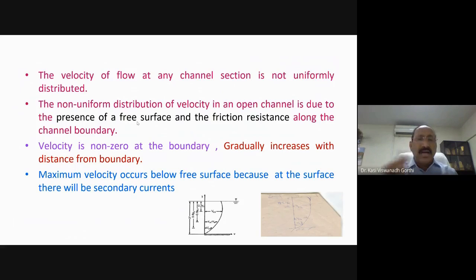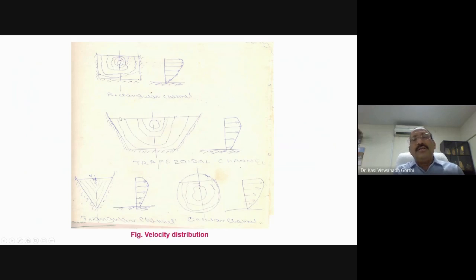So the velocity is not maximum at the channel bed. The velocity is not maximum at the free surface. Maximum velocity will be somewhere in between these two. Velocity is non-zero at the boundary and gradually increases with the distance from the boundary. Maximum velocity occurs below the free surface because at the free surface there will be secondary currents and resistance to the motion of the fluid. So you have seen the velocity distribution like this.